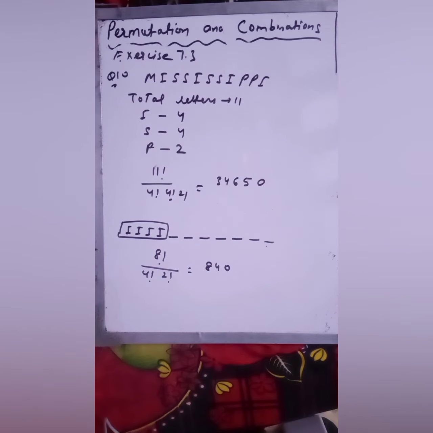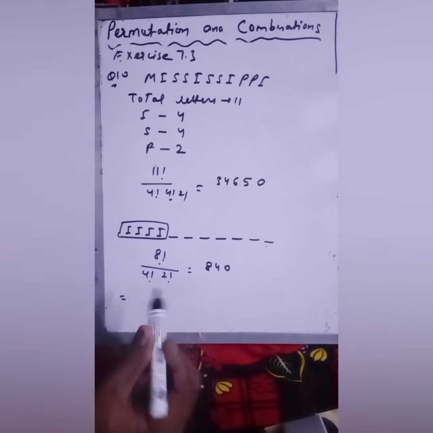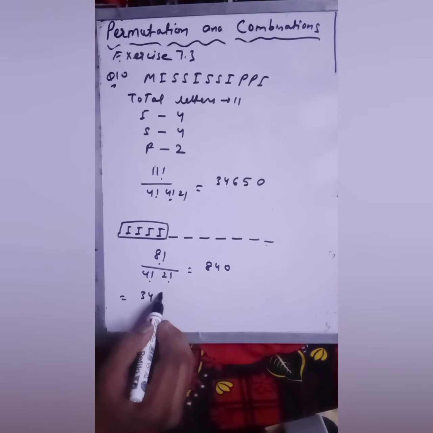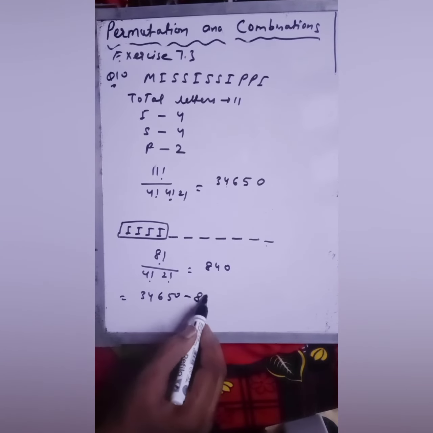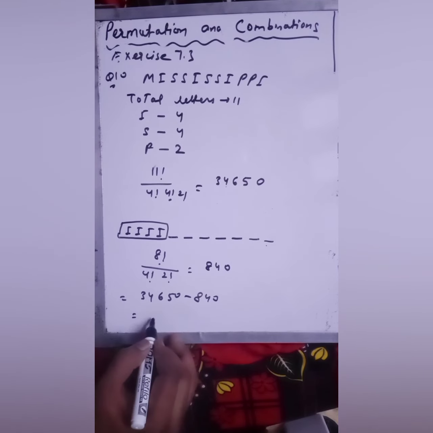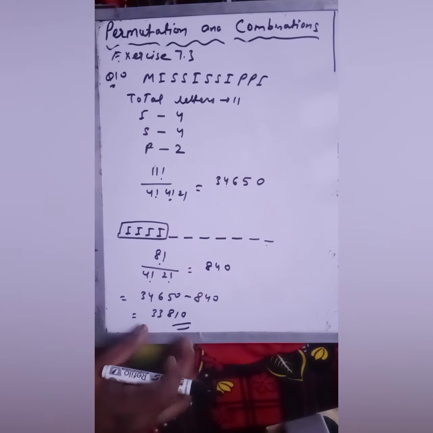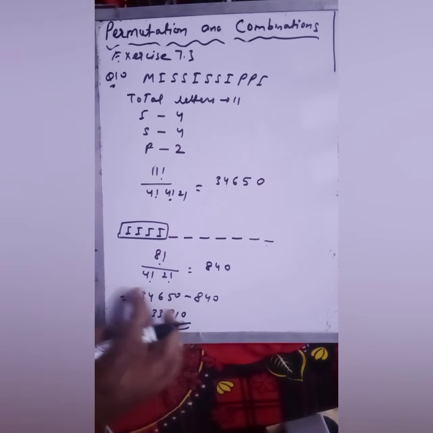Okay, so now the required answer will be this minus this: 34650 minus 840. When you subtract these two, you will get 33810. Fine. So write the statement here, the required answer, whatever is asked in the question, you can write. Fine. So this is how you can solve this question.